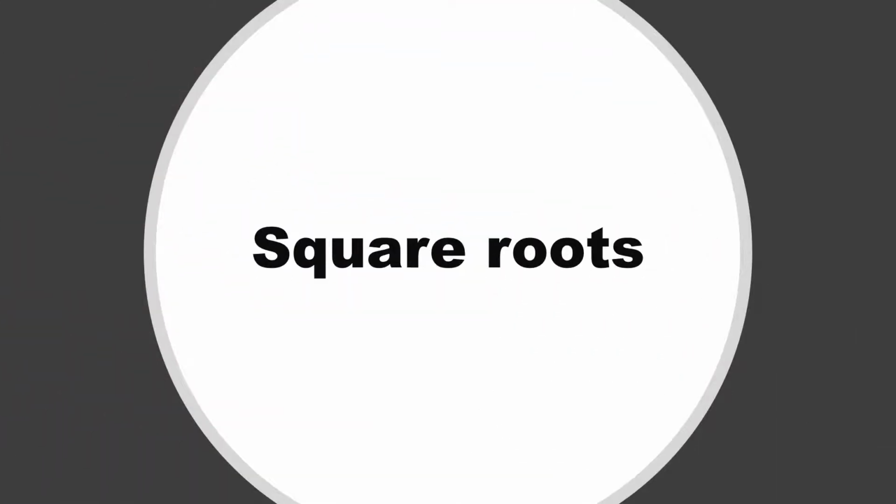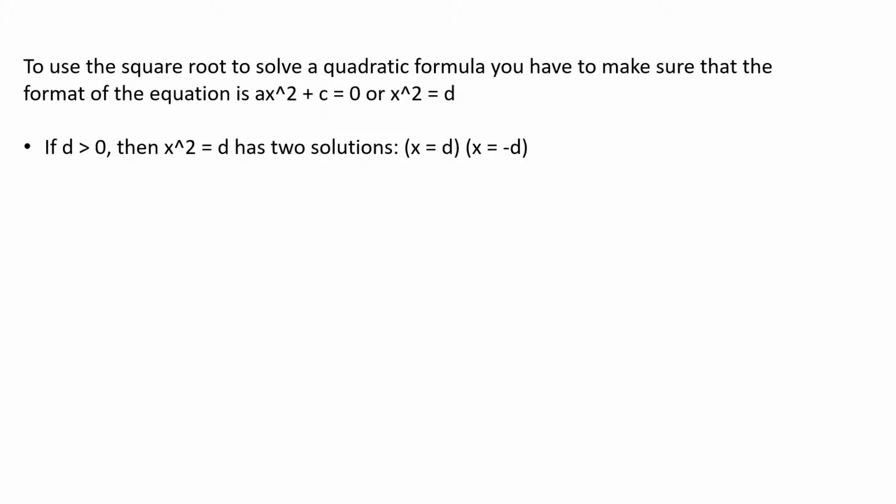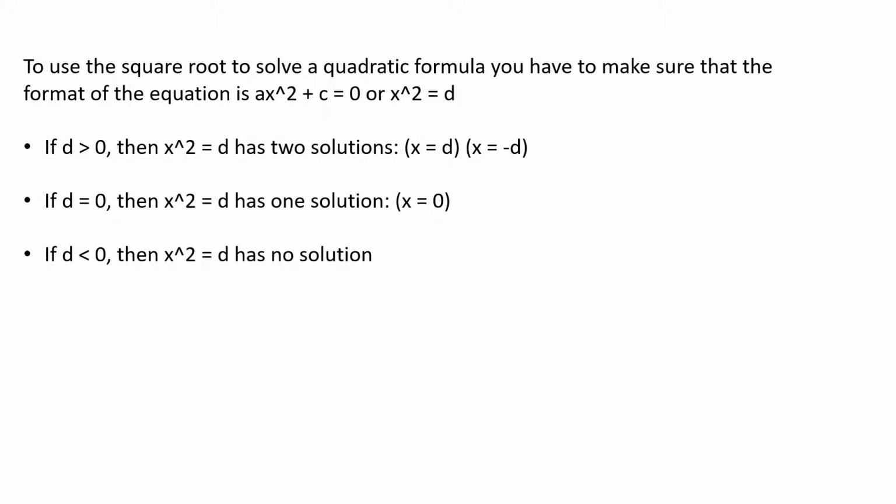Moving to the next method, which will be square roots. To use square roots to solve a quadratic equation, you have to make sure that the format of the equation is ax squared plus c equals 0, or x squared equals d. If d is greater than 0, then x squared equals d has two solutions, which are x equals the square root of d and x equals negative square root of d. If d equals 0, then x squared equals d has only one solution, which is x equals 0. And if d is smaller than 0, then x squared equals d has no solution.